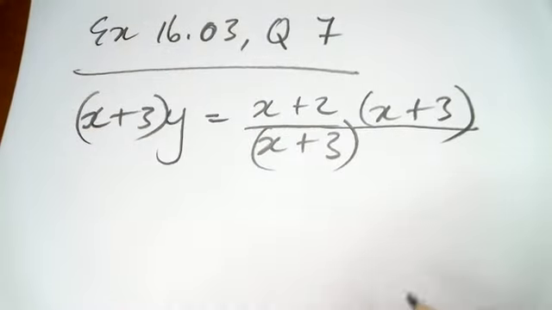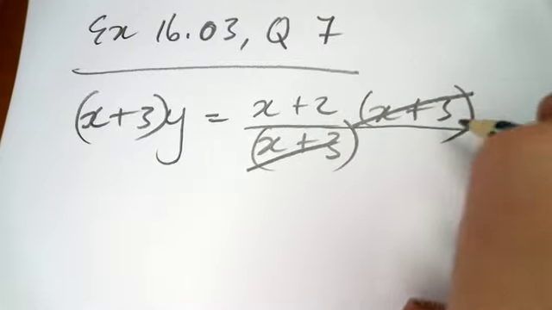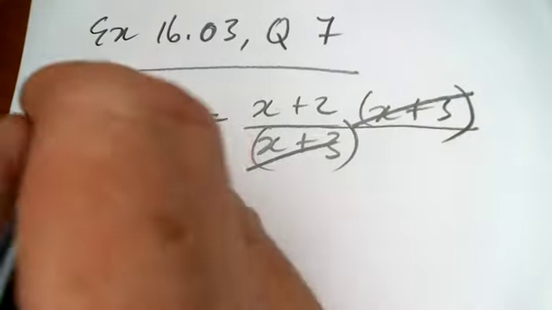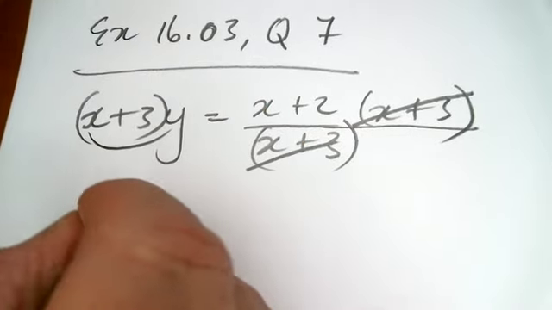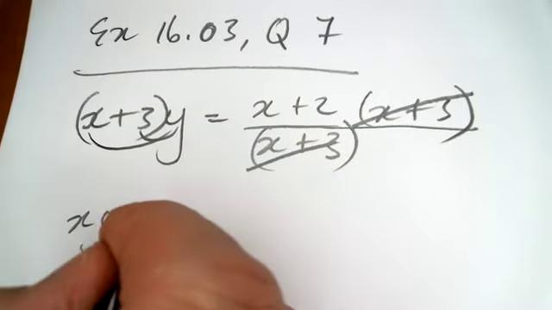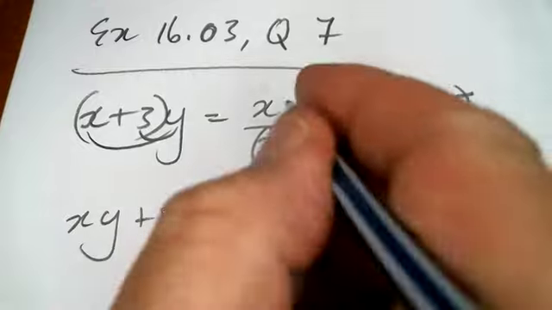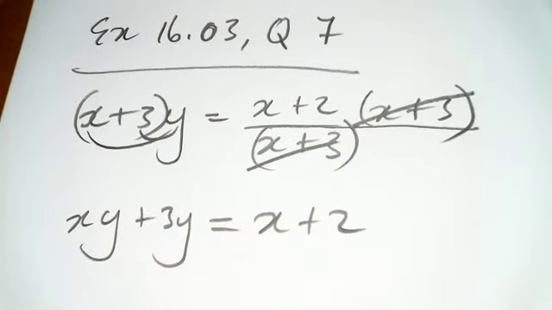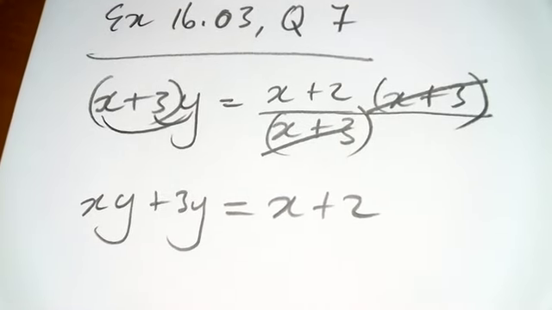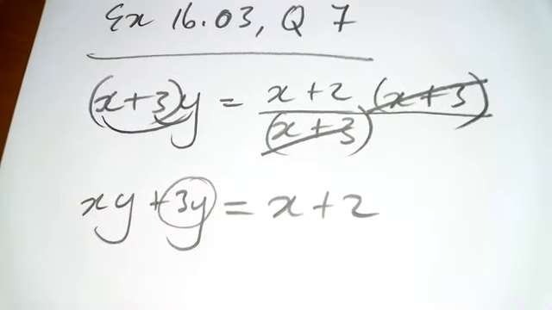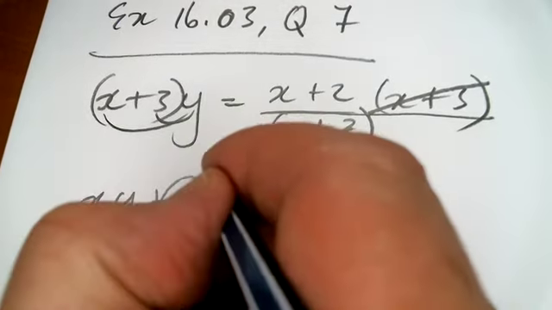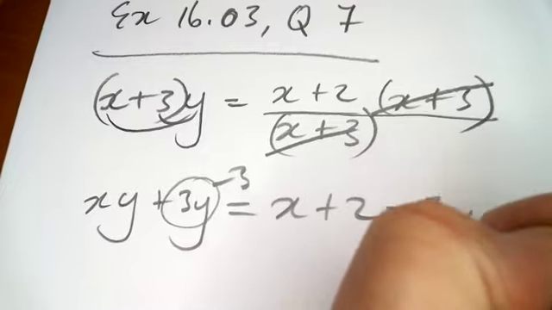Here we go. So x plus 3 divided by x plus 3 is 1. So I'm going to expand this out on this side, which is going to be x times y is xy, 3 times y is plus 3y, is equal to, I've got an x plus 2 on this side. Now, I really want to get rid of the 3y. I want to keep all the x's on the left and everything else, including the 2 and any coefficients, on the right. So let's subtract 3y from both sides.